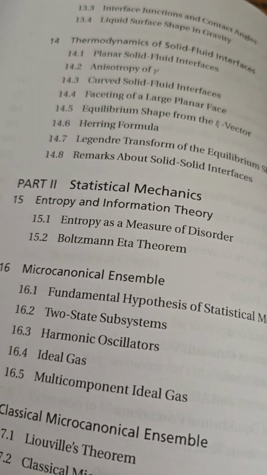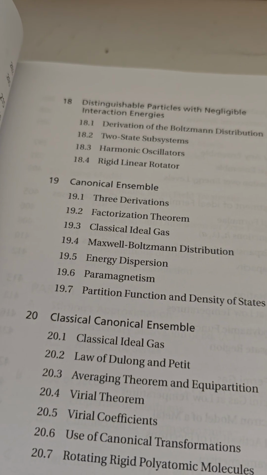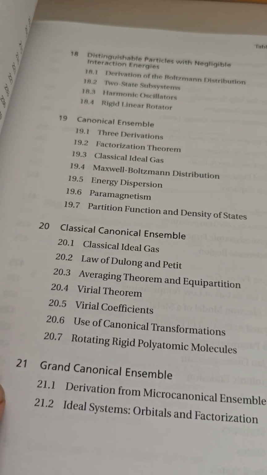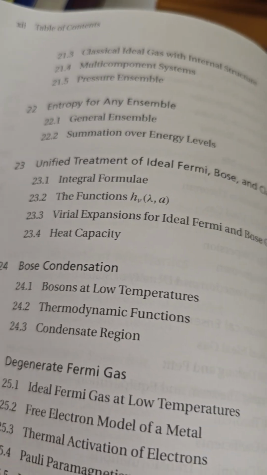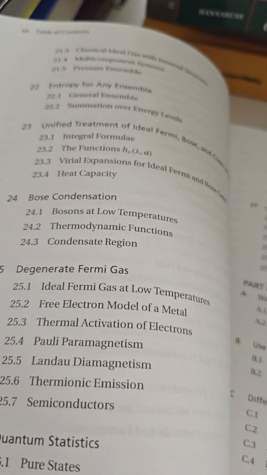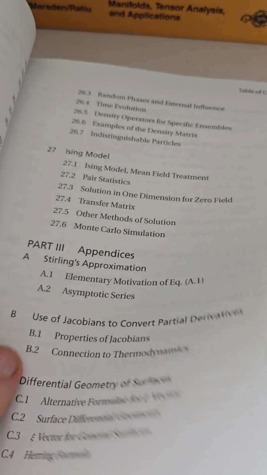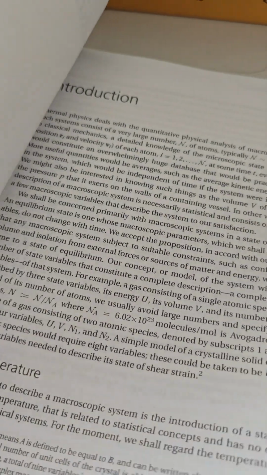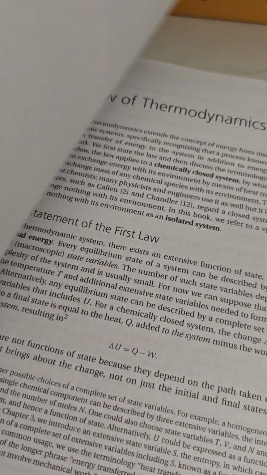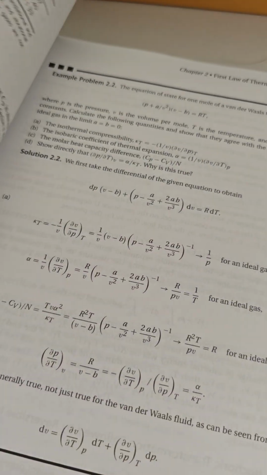Then we have the statistical mechanics part: entropy and information theory, microcanonical ensemble, classical microcanonical ensemble, distinguishable particles with negligible interaction energies, canonical ensemble, classical canonical ensemble, grand canonical ensemble, entropy for any ensemble, unified treatment of ideal Fermi, Bose, and classical gases, Bose condensation, degenerate Fermi gas, quantum statistics, and the Ising model, and then some appendices. So yeah, this is basically a book on thermodynamics and statistical mechanics. A very good book, extremely good book. I really like this one.